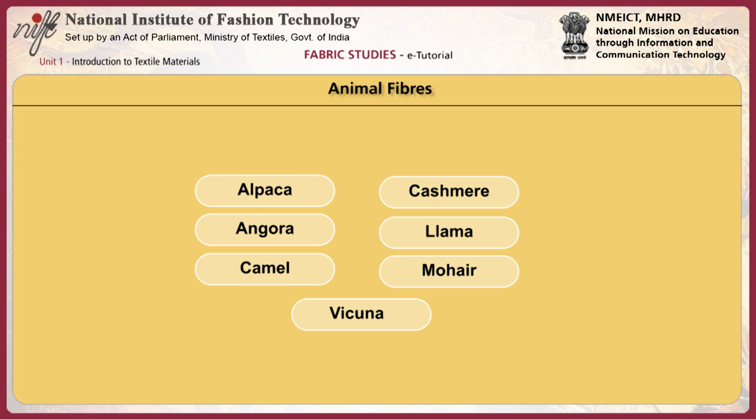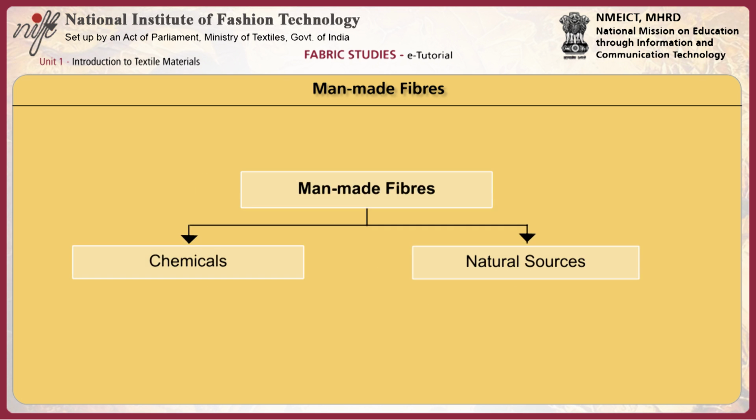Some of the special animal hair fibers sheared from various animals across the globe are alpaca, angora, camel, cashmere, llama, mohair and vicuña. Now that we have learnt about natural fibers, let us move on to man-made fibers. These fibers are manufactured either from chemicals or from natural sources. In the early 19th century, with increase in demand of textile fibers, they were manufactured mostly with the objective of imitating silk.